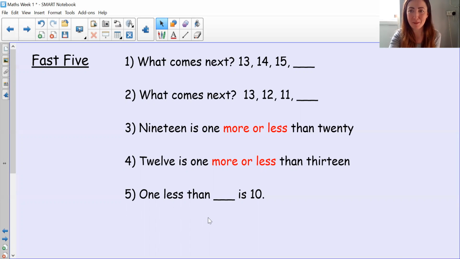And then number 5 is a bit of a trickier one. Got to really think carefully about this one. 1 less than this number is 10.